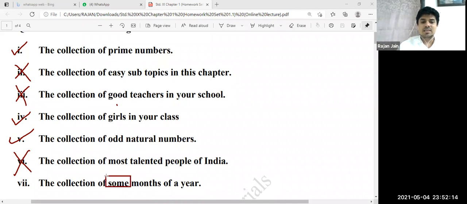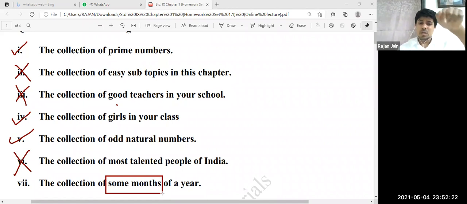Now, when I say some months of a year, let's say, for example, December. December is a month of a year, no doubt in that. But will that December belong to this particular collection? May or may not be, because the question says "some months". There is no specific definition.